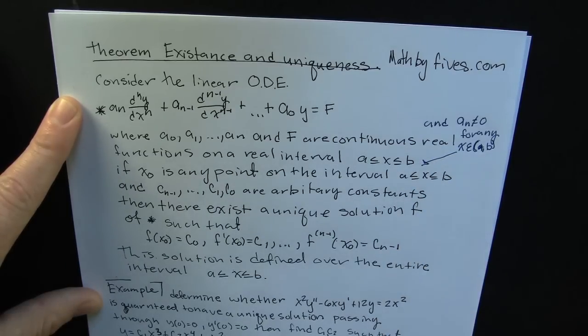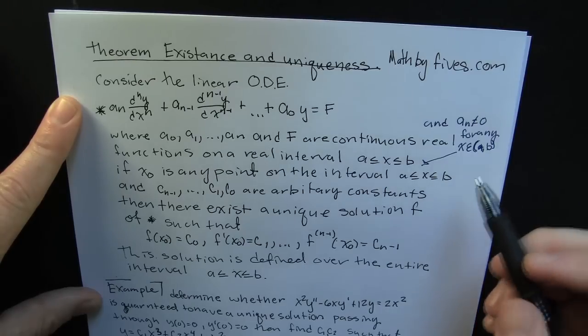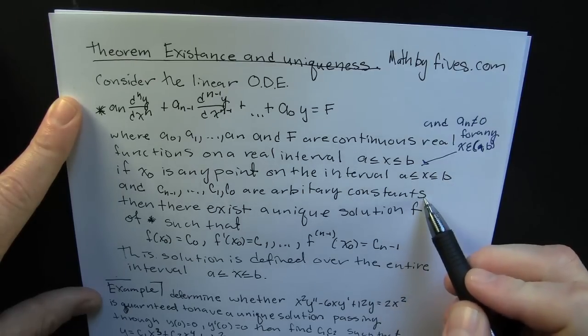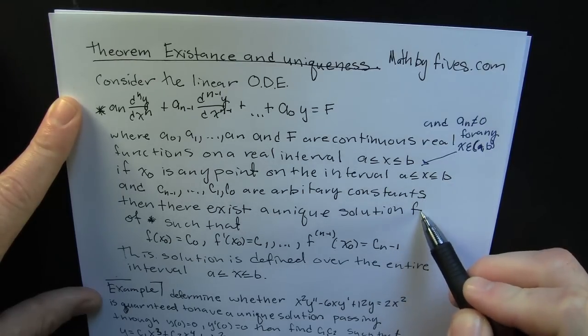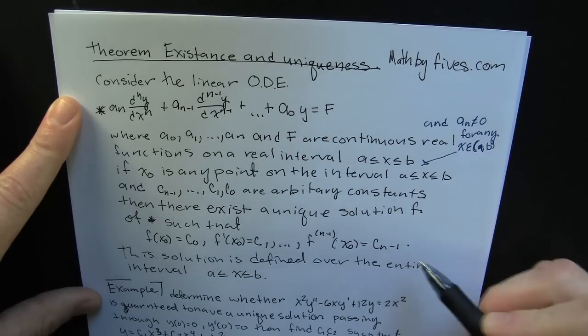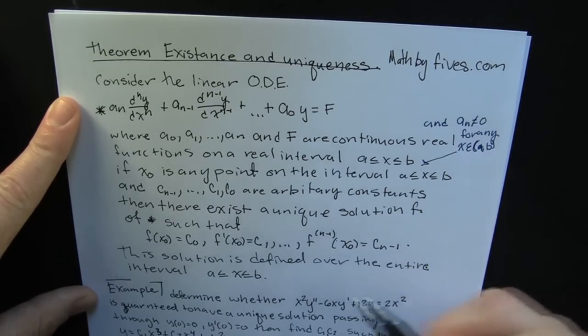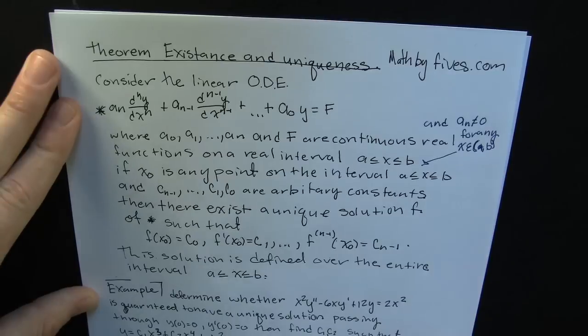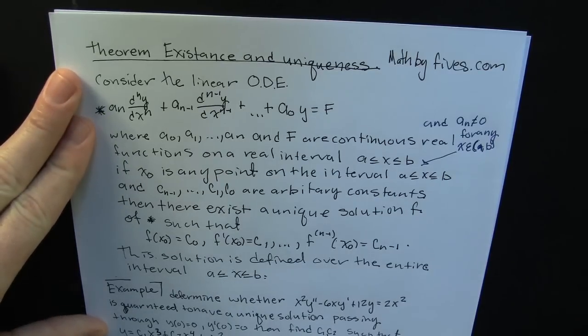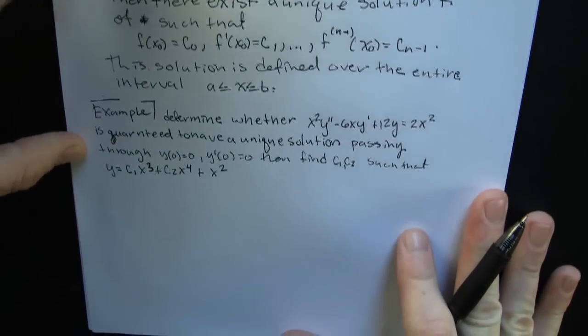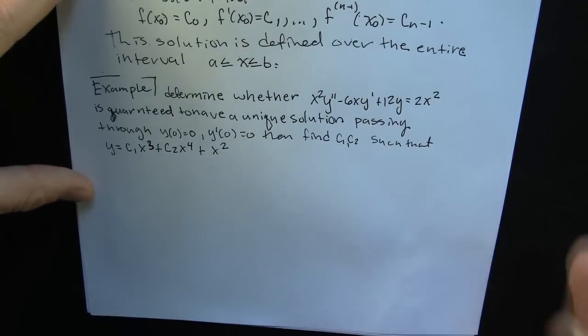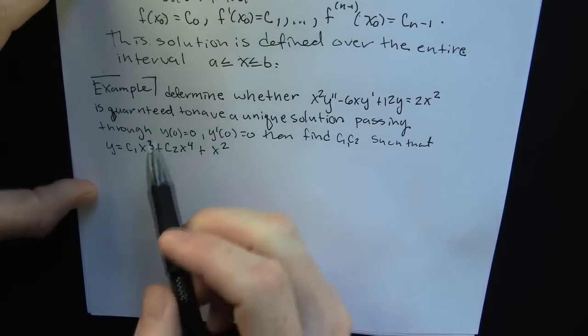So if a0 is any point on that interval, and there exist arbitrary constants, then there exists a unique solution to the ODE (star) such that those functions' derivatives are equal to the constants. This solution is defined over the entire interval a, b.